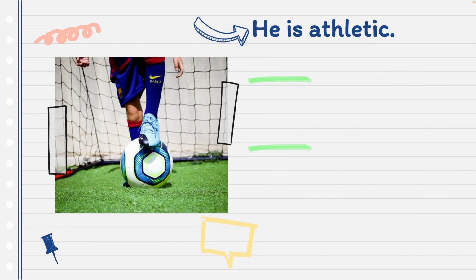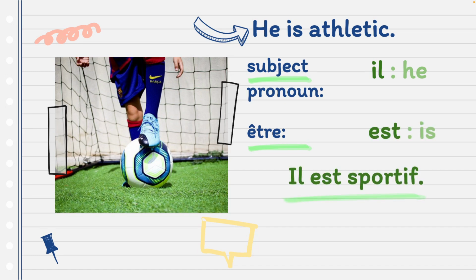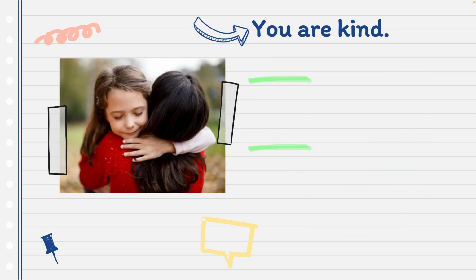Okay. He is athletic. Our subject pronoun for he is il. The form of the verb être that goes with il is est. Il est. Il est sportif. If we were speaking of a girl, we could say elle est sportive. The ending of sportif changes to a VE. Remember, we don't say the T or the S on est.